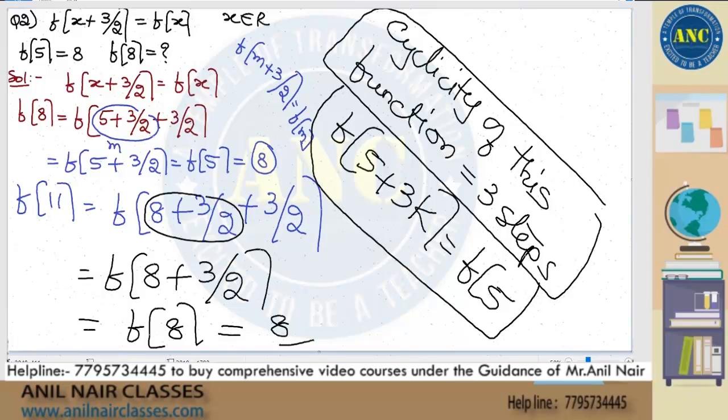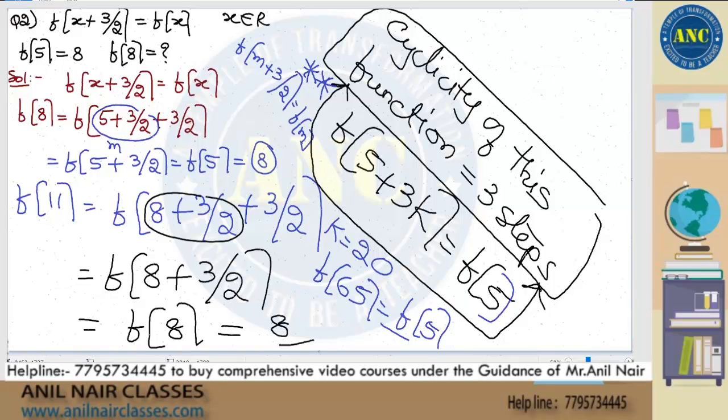It could be k value 1, 2, 3, 4, it could be any number. f of 5 plus 3k is nothing but f of 5. Please make a note. If I put k value 20, 20 into 3 is 60, 60 plus 5 is f of 65. f of 65 is f of 5. f of 5 is 8. I hope it is clear.